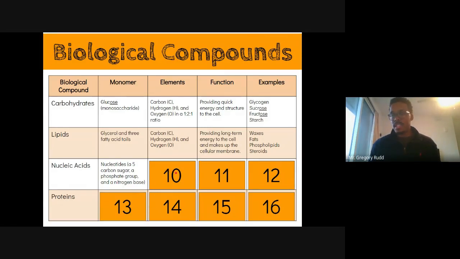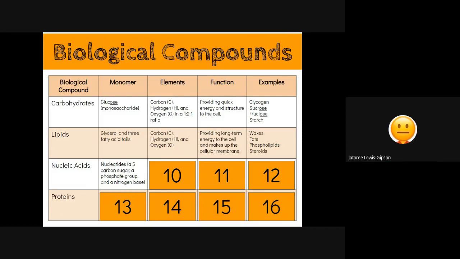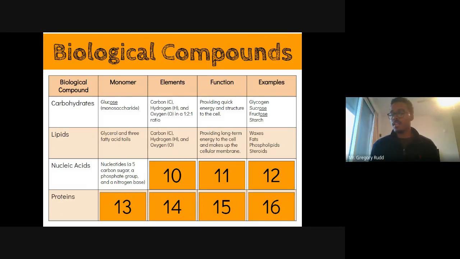What are the elements that make up a nucleic acid? Chomp. Good. Chomp. I never thought about it like that, but Melissa was ready to go. She had typed them all out. She is correct. So chomp, that's nice. So carbon, hydrogen, oxygen, nitrogen, and phosphorus. CHONP.